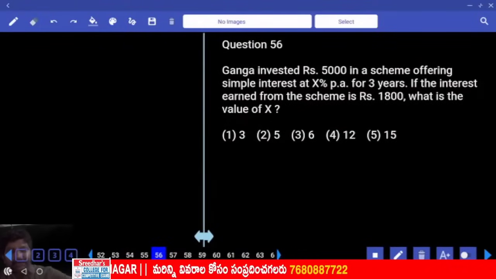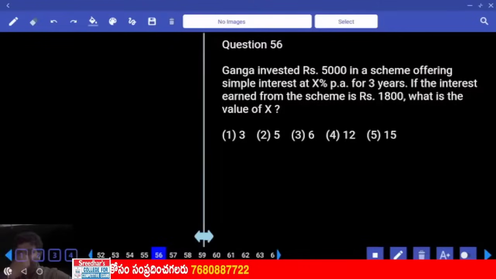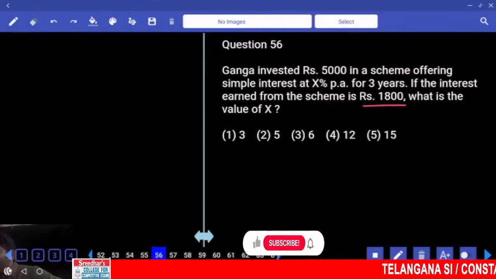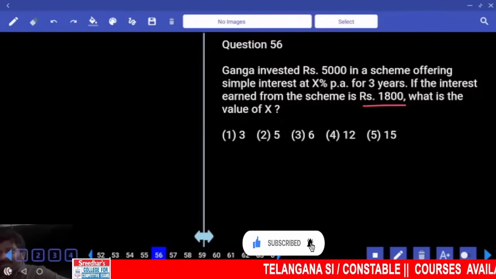Ganga invested 5,000 in a scheme offering simple interest at 5% per annum for 3 years. If the interest earned from the scheme is 1800, what is the value of x? In how many years are we getting 1800? It is simple interest, so per year can I directly divide that number with 3? How much?